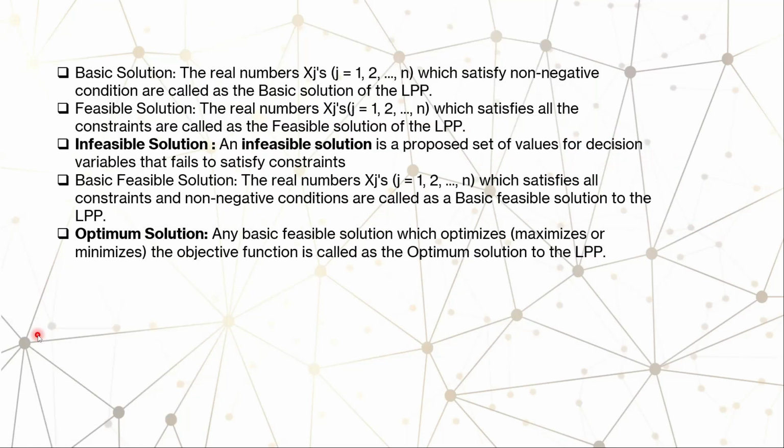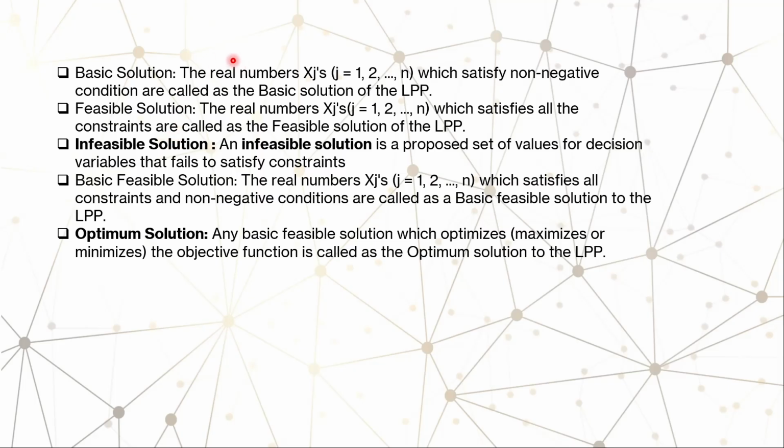Next, moving on, basic solutions. Now what are basic solutions? The real numbers xj's which satisfy the non-negative conditions are called basic solutions of LPP. Basic solutions of LPP are the values of those variables which satisfy the given conditions of your constraints. Now in that, first is feasible solution. A feasible solution is the real number which satisfies all constraints.